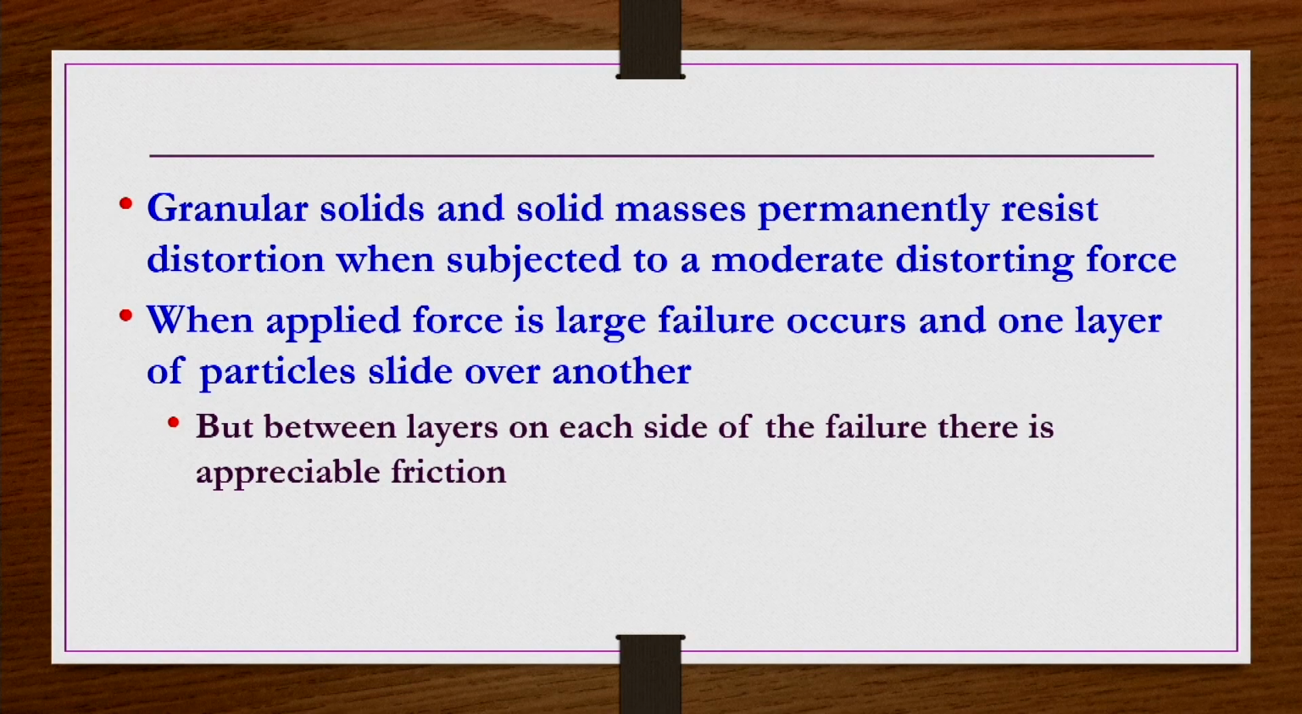And the friction between the fluid layers can be represented as viscosity. But in the case of granular solids and solid masses, the friction may be different on each layer, but on each side of the failure there is appreciable friction. So, these are some common properties with respect to the fluids that we have seen. What are the similarities or dissimilarities, especially compared to the fluid properties we have seen.